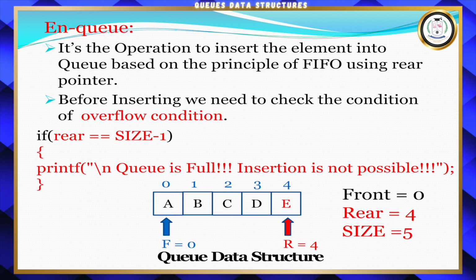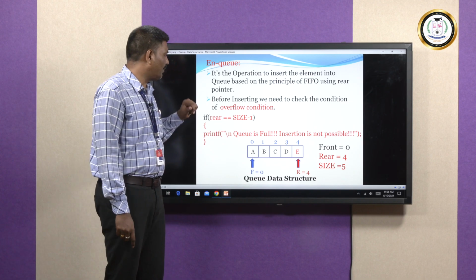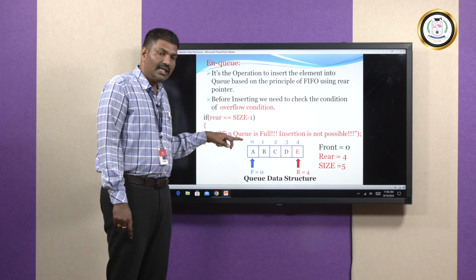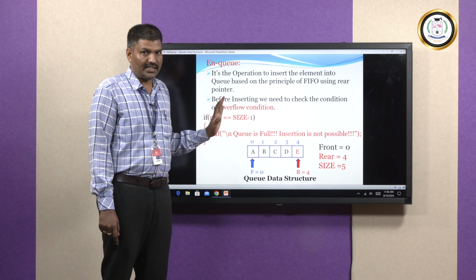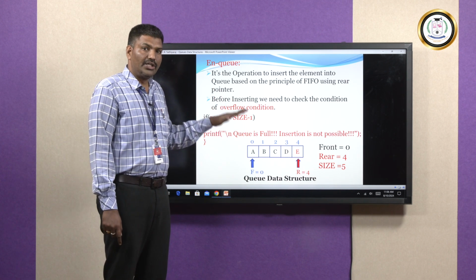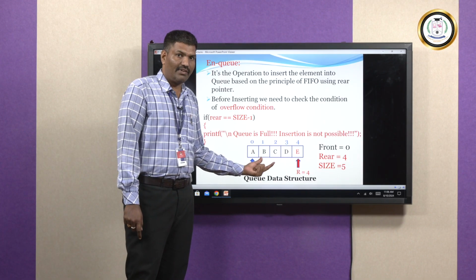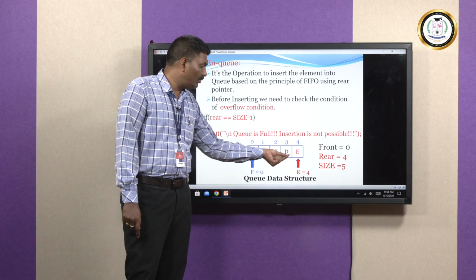EnQueue is the operation to insert an element into the queue based on the principle of first in, first out, using the rear pointer. Before inserting the element into the queue, we need to check whether the queue is full or not. If it is full, we cannot insert the element.